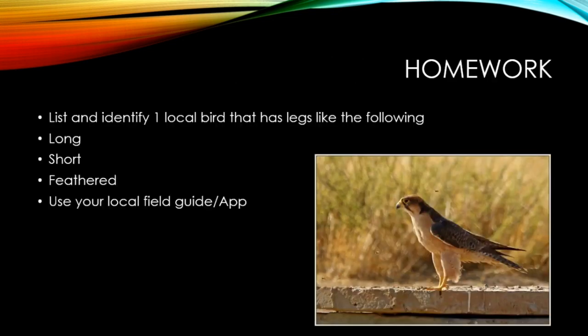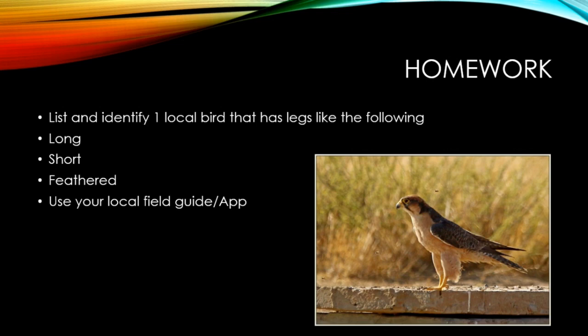Right, so a little bit of homework is to just list and identify 1 local bird that has legs that are long, short, and feathered, and also just to get a bit more of a feel of your field guide and what various characteristics the birds have. But yeah, use your local field guide or app for that. It's probably going to be the easiest way to do that.